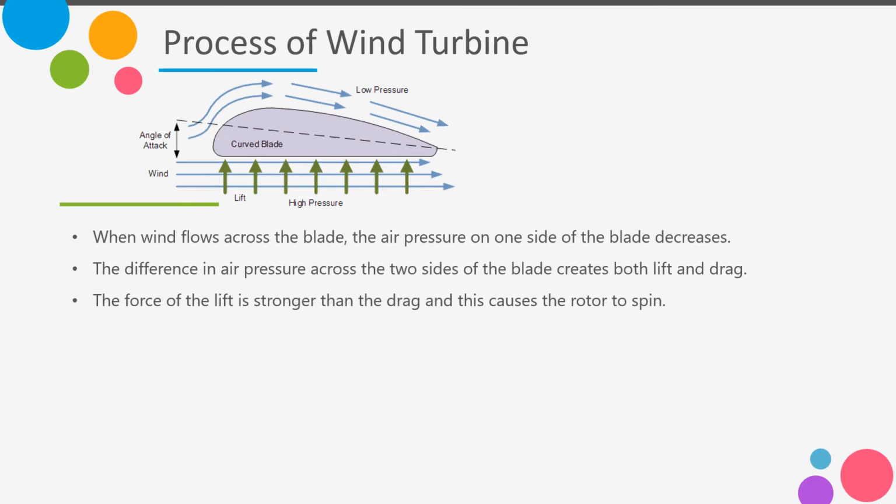Here is the figure showing the working principle of the wind turbine blade. When wind flows across the blade, the air pressure on one side of the blade decreases. The difference in air pressure across the two sides of the blade creates both lift and drag. The force of the lift is stronger than the drag, and this causes the rotor to spin.